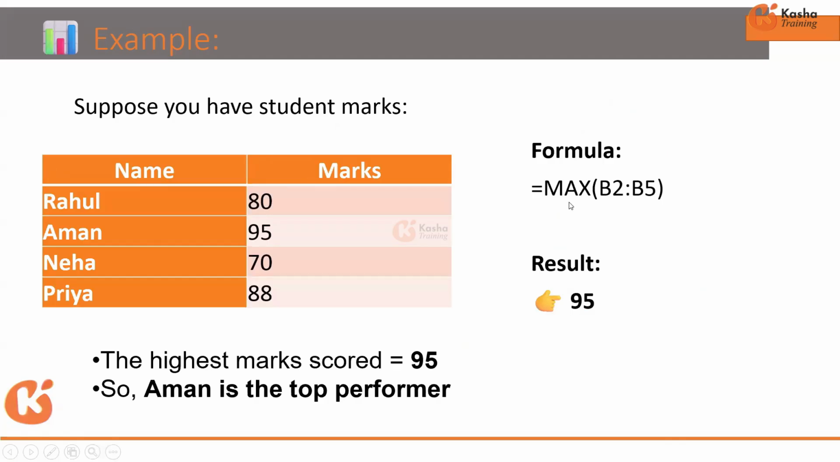So you can use this formula here, and you can see the result is coming as 95. So here you can see the mark 95 is the highest one, and the person who has achieved it is named Aman. So Aman is the top performer in this case. So that is the purpose of using the maximum function.